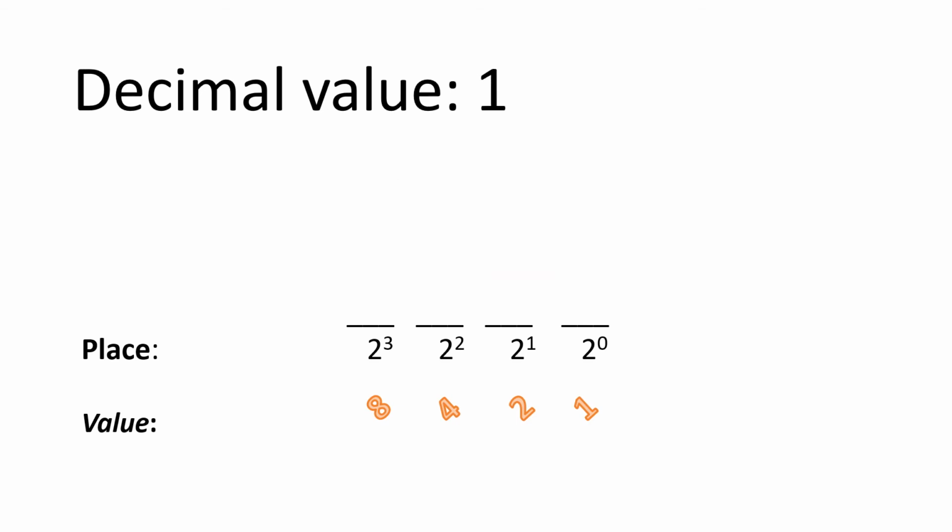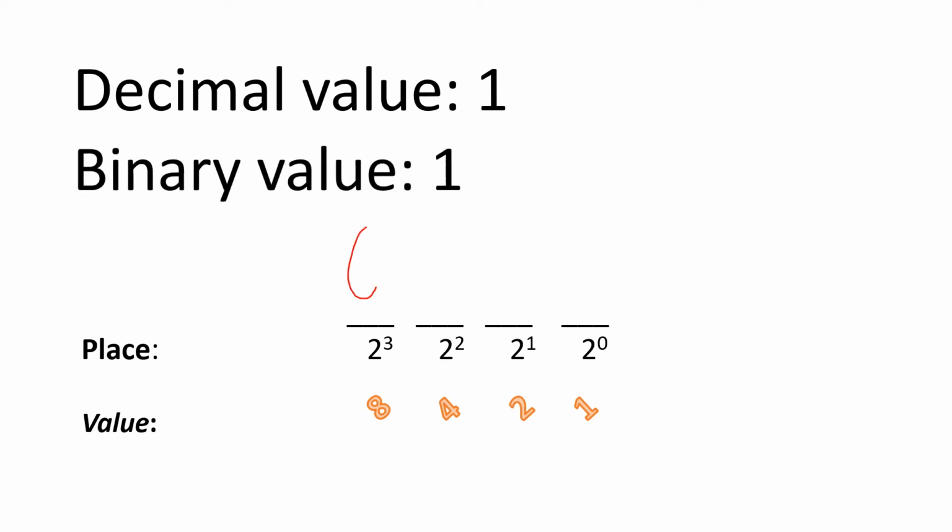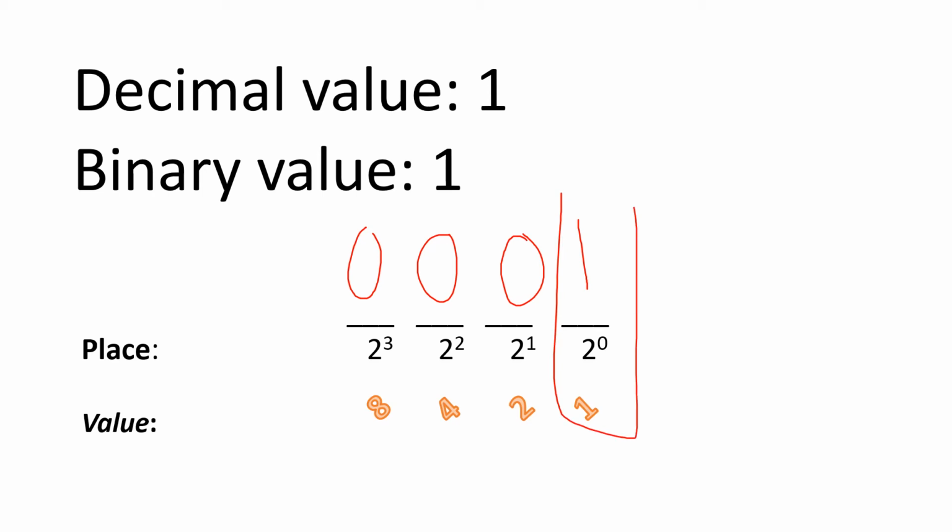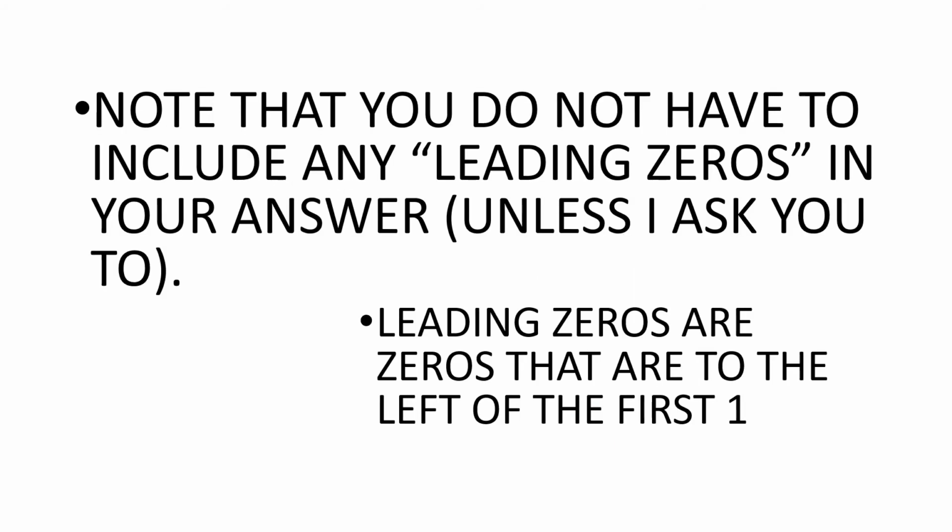Moving along, to represent 1, we're going to put a 0 in the 8's because there's no 8's in there, there's no 4's, there's no 2's, but there is a 1. So the decimal value of 1 is equal to 1 in binary. There's a 1 in the 1's place. Note that you do not have to include any leading zeros in your answer unless I specify otherwise. Leading zeros are the zeros that are to the left of that first 1.